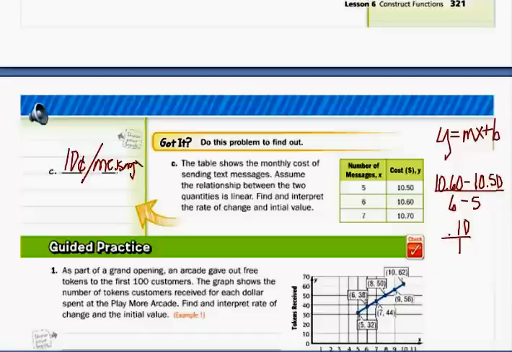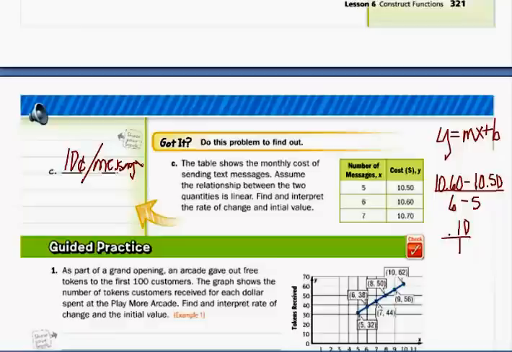10 cents per message. And it says what is the initial value, because you know that if you have a texting package, if it's not unlimited, you do have to pay an initial amount and then 10 cents per message, which I'm glad I have unlimited. So when we talk about this, the initial monthly cost, that's what you're looking for.